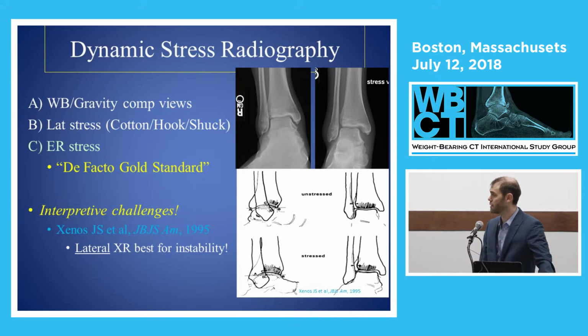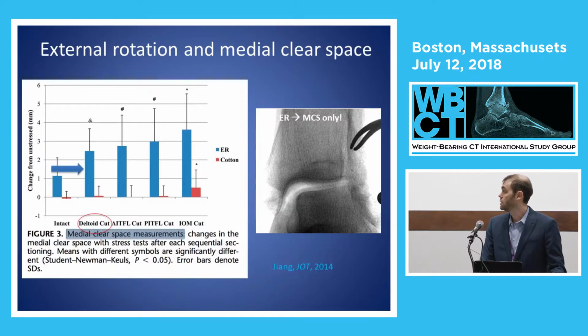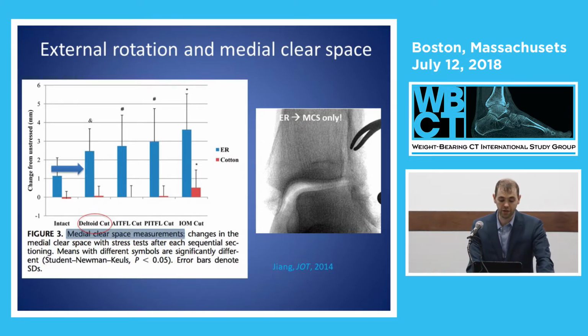And so then we try to add dynamic stress radiographs. We look at weight-bearing or gravity views. We look at lateral stress tests in the OR, and in the clinical setting, the external rotation test has become a gold standard, but as I'll show later, that may actually not be the right test to use. And here's the issue. There's pretty good cadaveric data that shows that as you resect ligaments, the external rotation test is testing the deltoid much more than it's testing the syndesmosis.